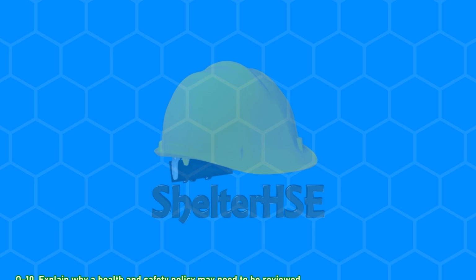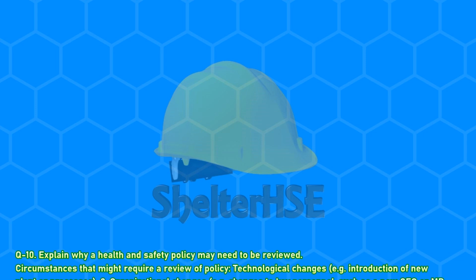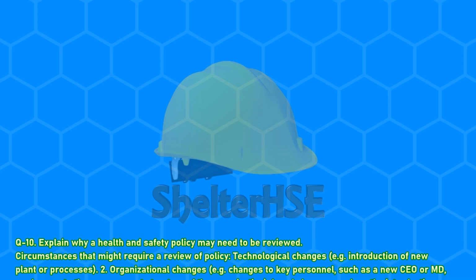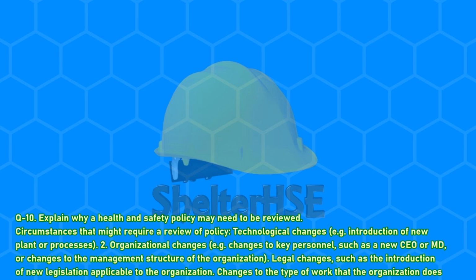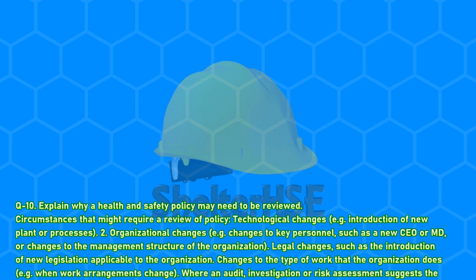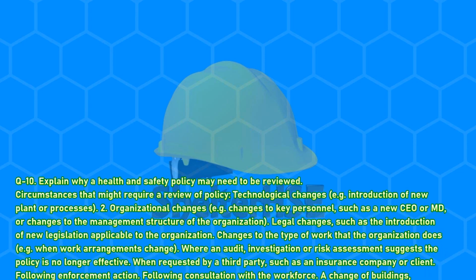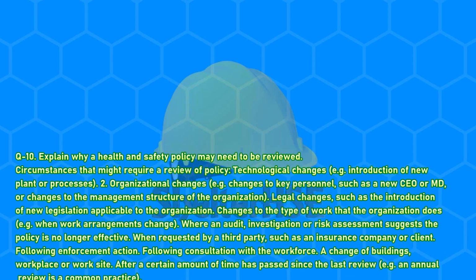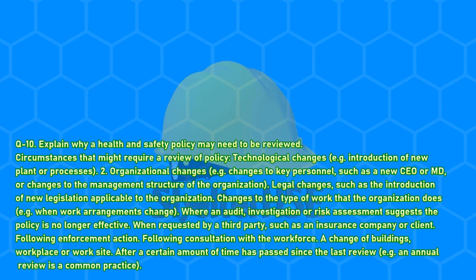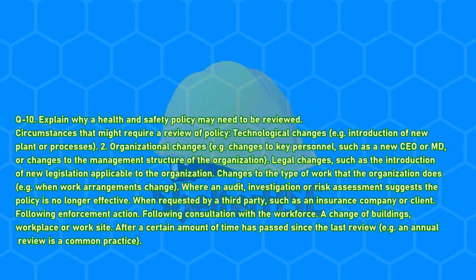Question 10. Explain why a health and safety policy may need to be reviewed. Answer. Circumstances that might require a review of policy: 1. Technological changes, for example introduction of new plant or processes. 2. Organizational changes, for example changes to key personnel, such as a new CEO or MD, or changes to the management structure of the organization.